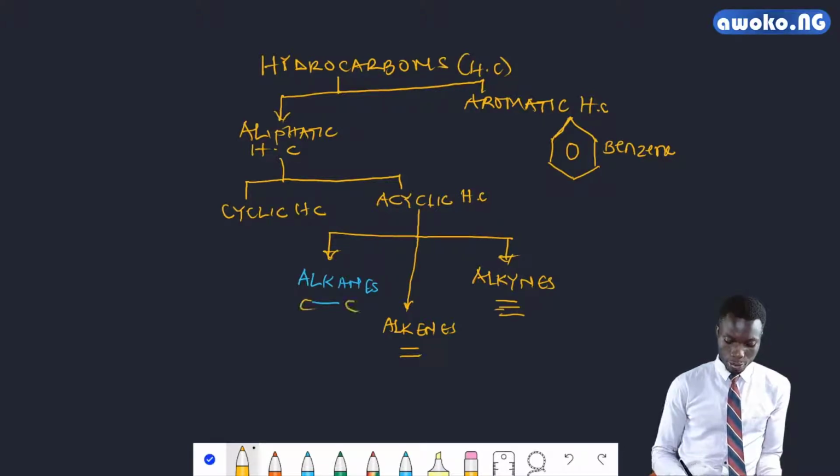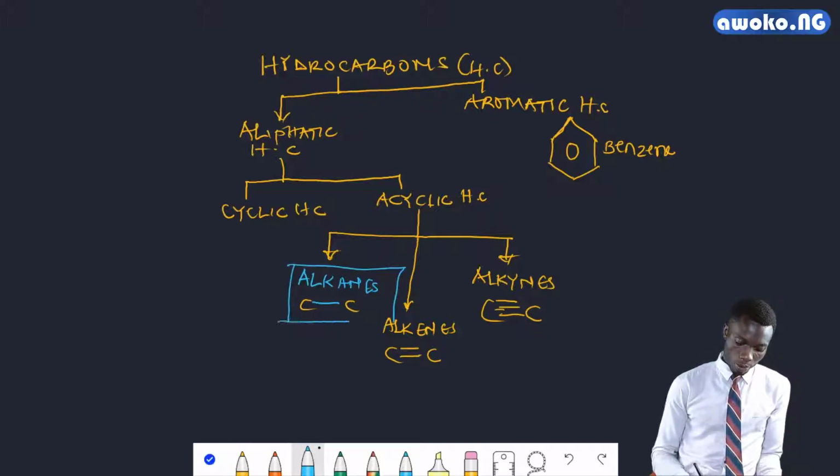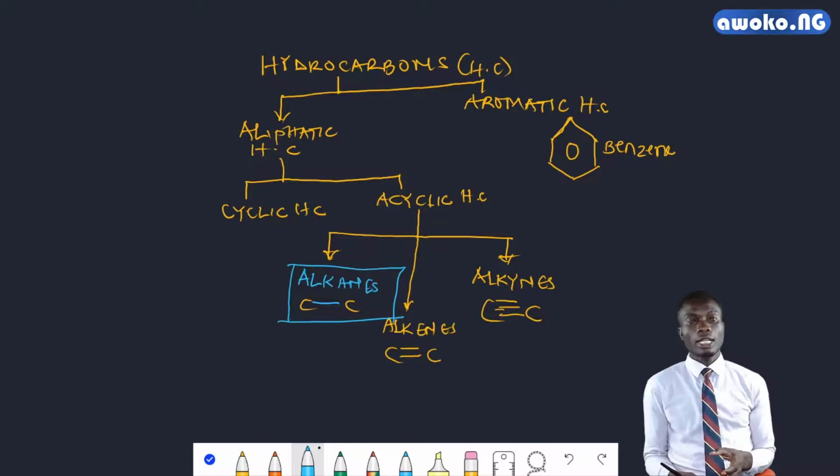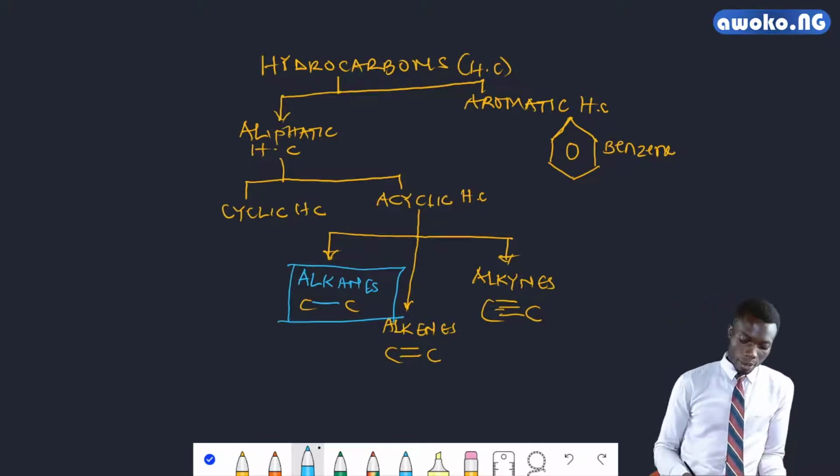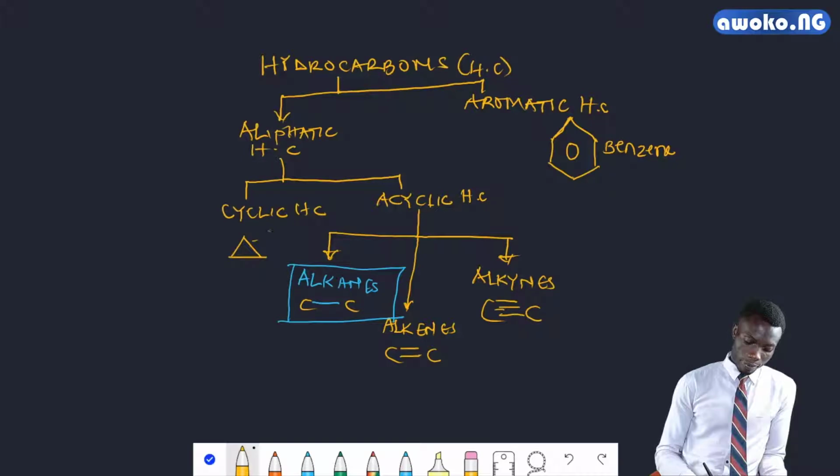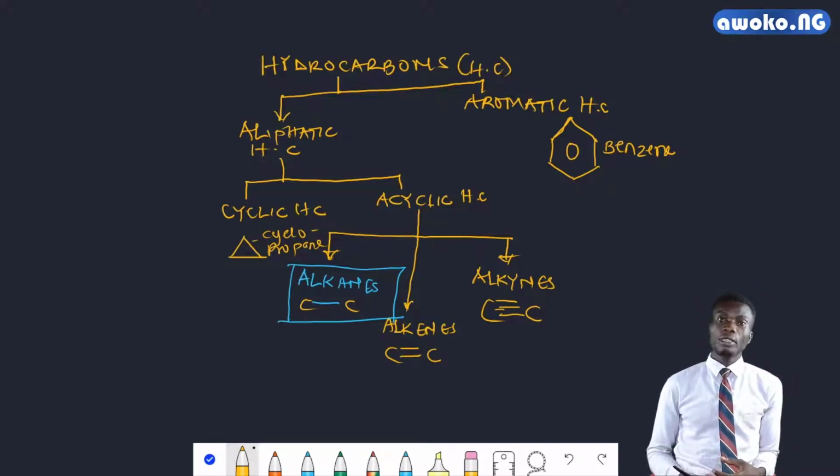So you have a carbon-carbon single bond, carbon-carbon double bond, and carbon-carbon triple bond. But today, like I said, we'll be streamlining our discussions to alkenes. So this is the class where we have alkenes. Now, under cyclic hydrocarbon, the first member of this group is cyclopropane. Cyclopropane is the first member.